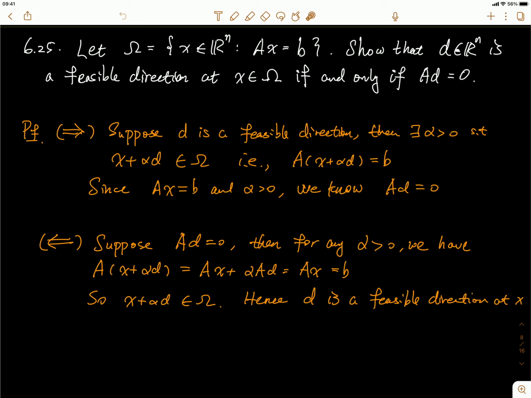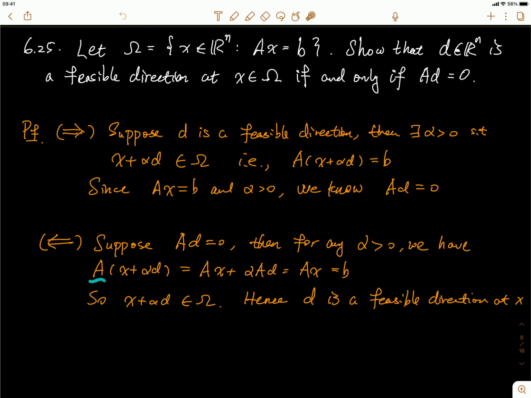And now let's do the converse direction. So assume that Ad is equal to 0. Then we know that for any positive alpha, we can apply A to x plus alpha d, which is the point that we move along direction d for step size alpha. This is a new point. Let's see if it's still in omega. If it's still in omega, that means this d is a feasible direction.